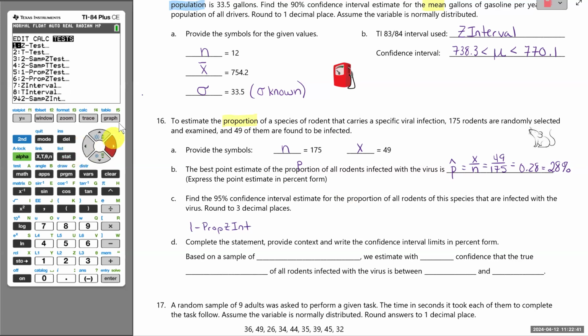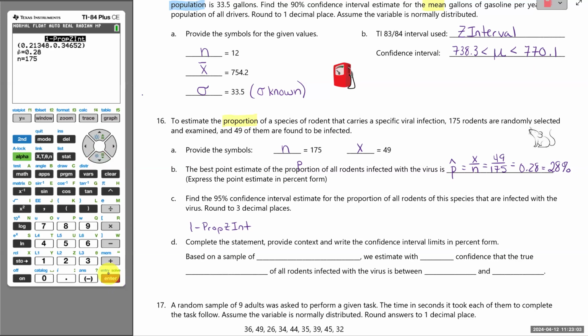And then let's see what we get. So stat tests, and 1 proportion Z interval. All right, X first, 49, and next, 175. Confidence level, 0.95 for this example. And calculate.